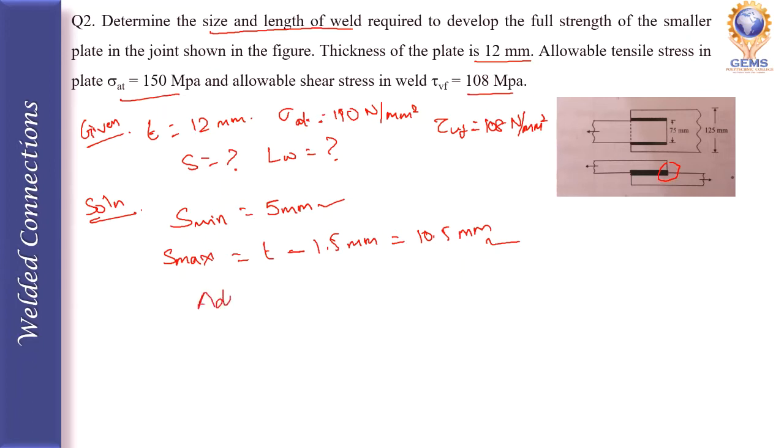But we are adopting the S value as 10.5 mm. We have to find the LW. How can we find the LW? By equating strength: the shear strength of the plate is equal to the shear strength of the fillet weld.